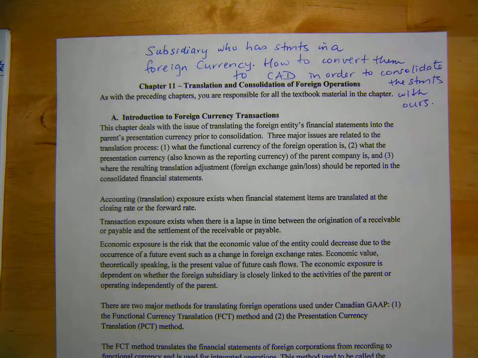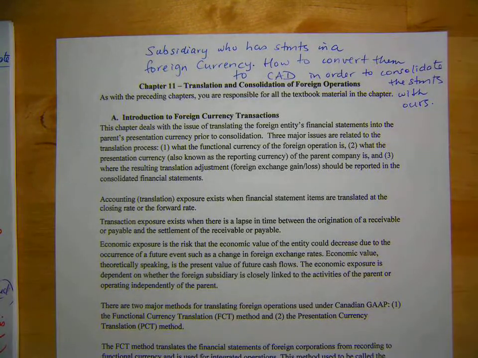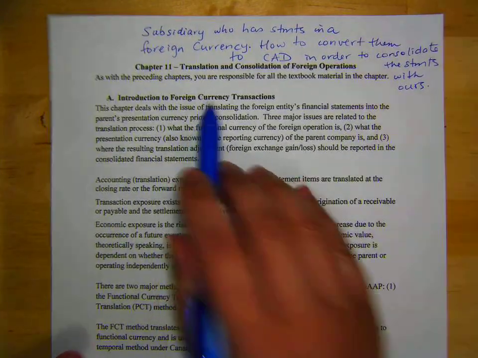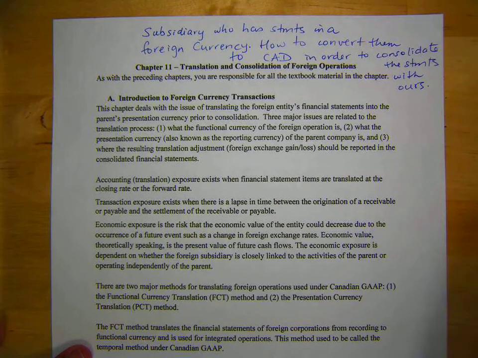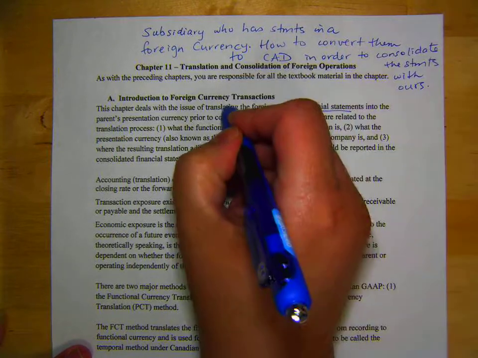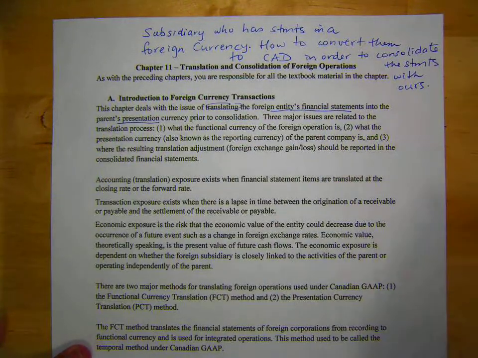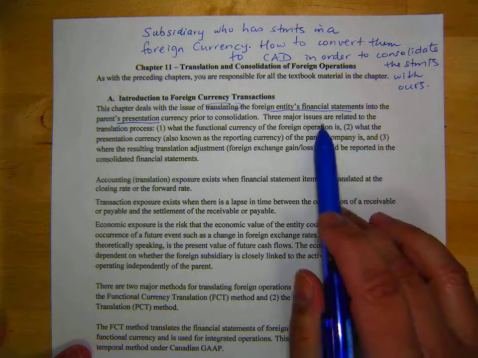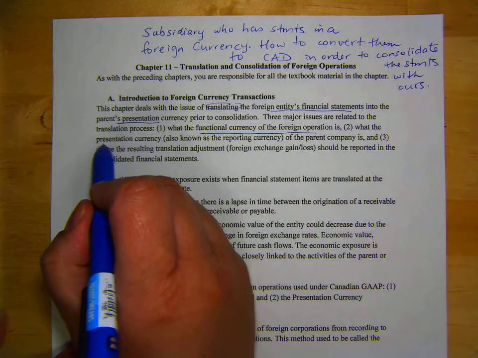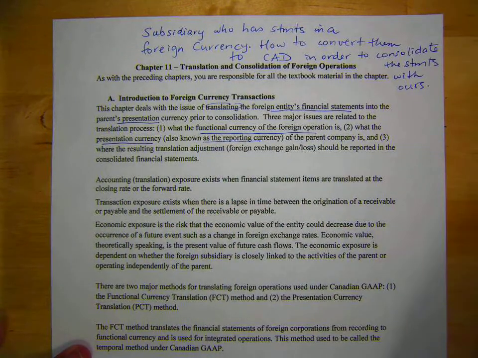Overall, especially since you've got an open book exam. Okay, so Part A, Introduction to Foreign Currency Transaction. It deals with foreign entities' financial statements, translating them into the parent's presentation currency. So 3 major issues: what the functional currency of the foreign operation is, what the presentation or reporting currency of the parent company is, and where the resulting translation adjustment or foreign exchange gain or loss should be reported. Because it's either going to be OCI.